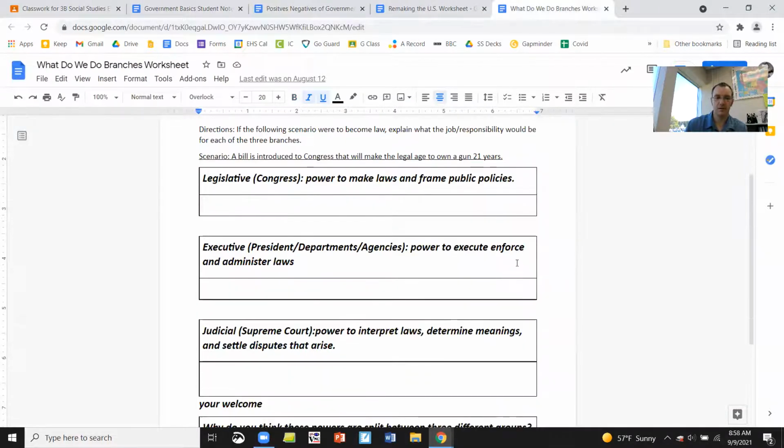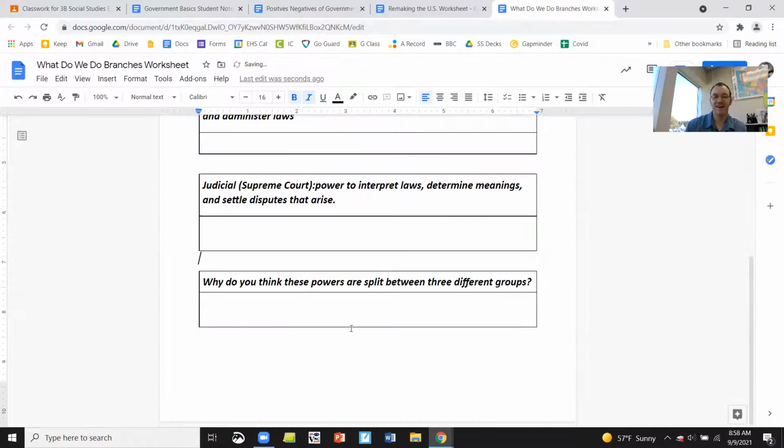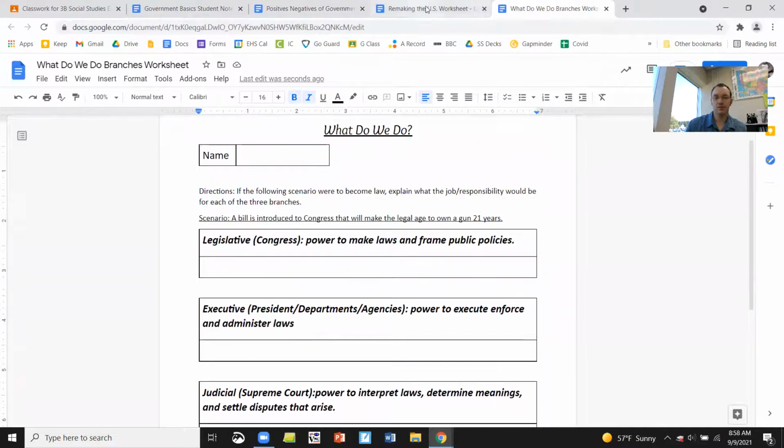students need to talk about this situation. If a bill is introduced to Congress that would make the legal age to own guns 21 for all Americans, if that were to happen, what would be the responsibility for each branch with that? What would they have to look at? Not sure why it says you're welcome right there, but and then why do you think these powers are split between 3 different groups? Now, each of these worksheets really fits in with topics that we're going to discuss that are part of their quiz and then later on part of their larger test.